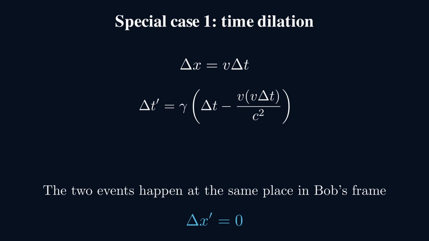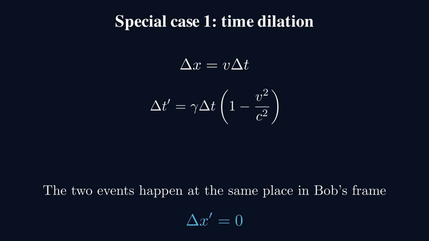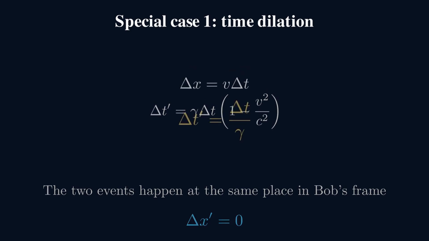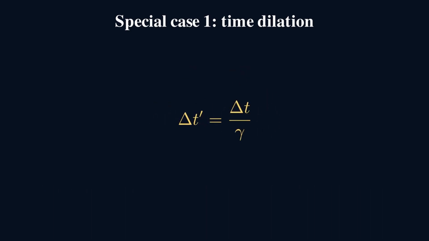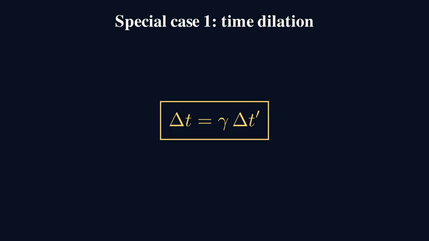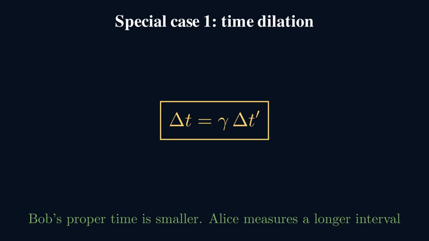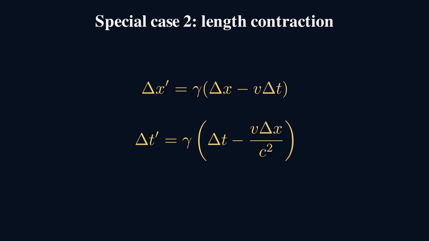Now, using the definition of gamma, we can write this equation as delta t prime is delta t over gamma. Or alternatively, delta t is gamma times delta t prime. And gamma, as we know, is always greater than 1. And so the time between these two events in Bob's frame is smaller than the time between those same two events in Alice's frame.